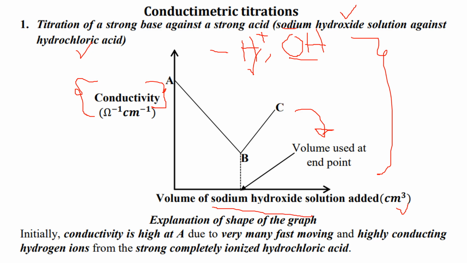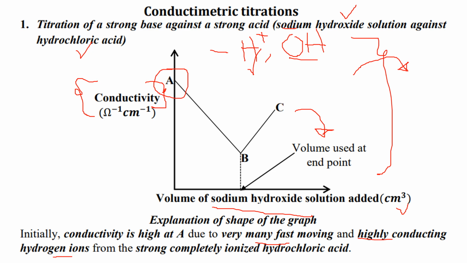So we're going to say that initially, which is at point A according to your graph, conductivity is high, and this is due to presence of very many fast moving and highly conducting particles of the hydrogen ions, which are coming from the completely ionized hydrochloric acid. Now, just like I said, the highest mobility ions we are having are going to be hydrogen ions, and hydrogen ions always come from the acid.